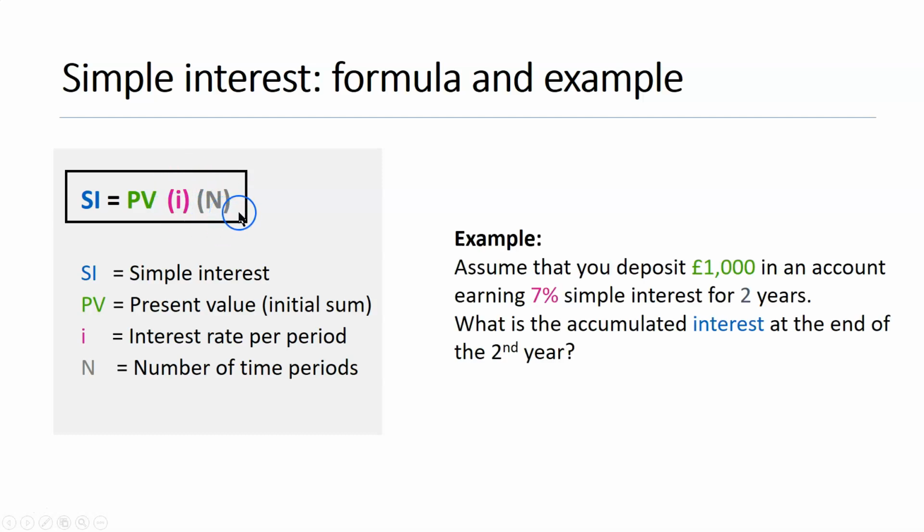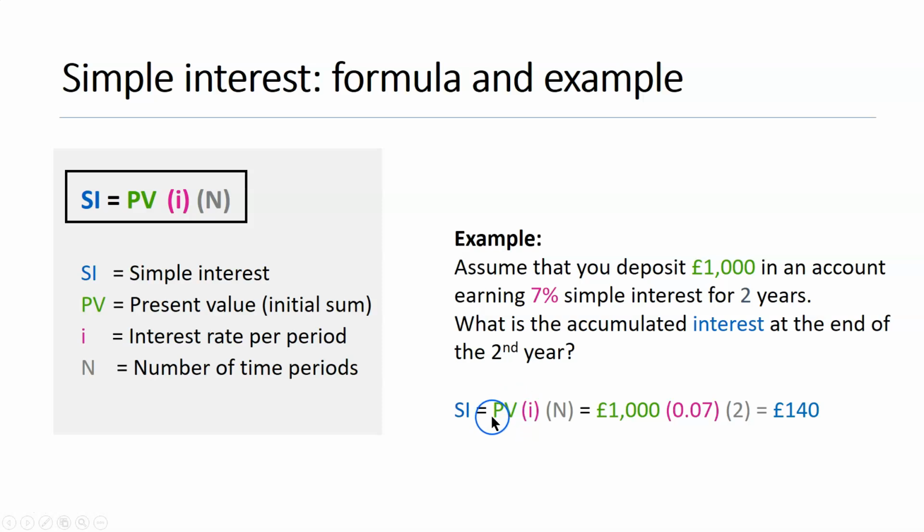Very simple. Let me show you an example. Let's imagine that you deposit £1,000 in your account at 7% simple interest for 2 years. What is the accumulated interest or return which you've earned at the end of the second year? Very simple. Let's apply our formula.